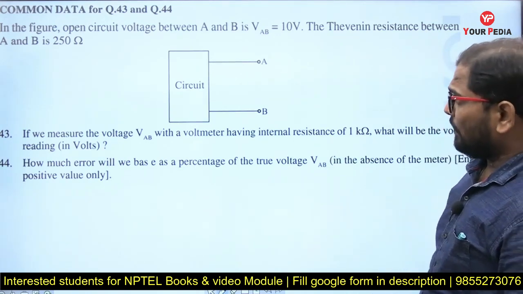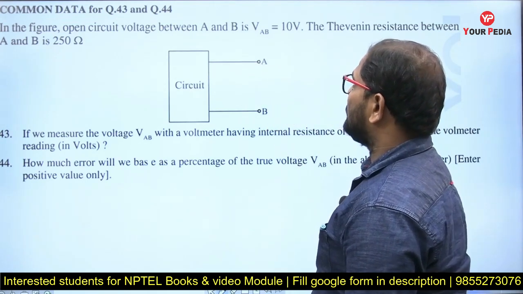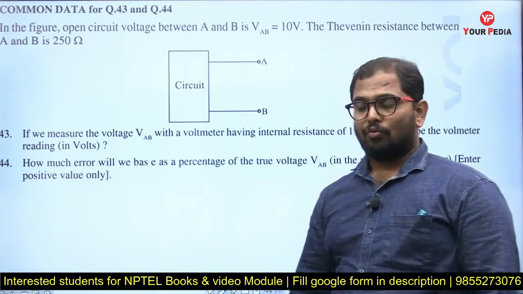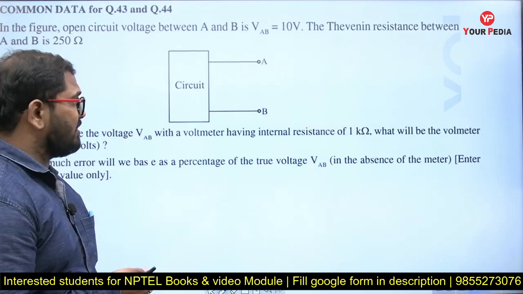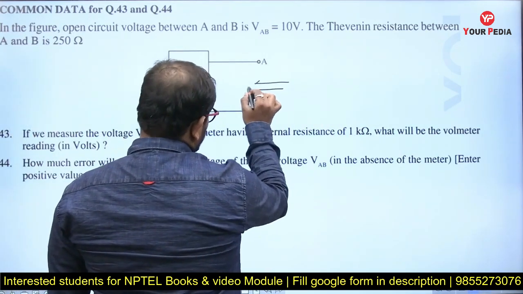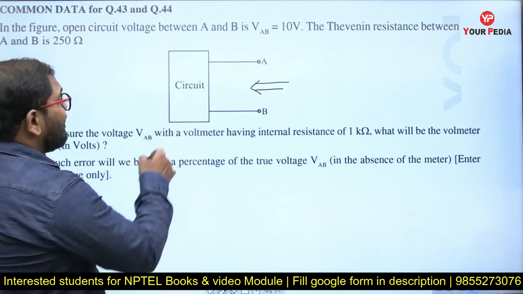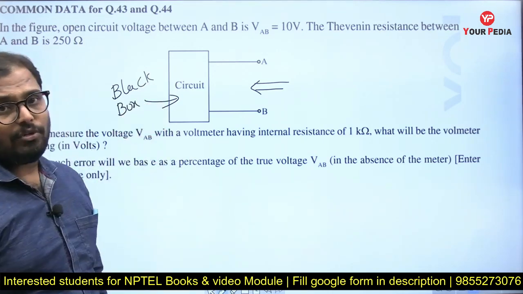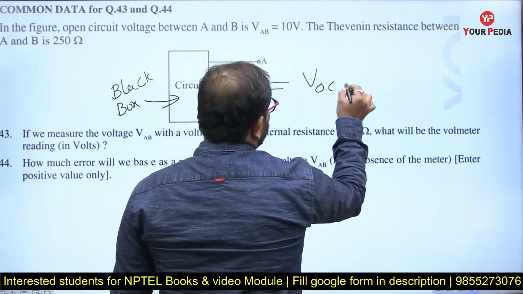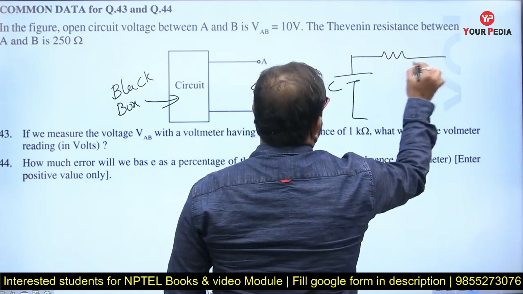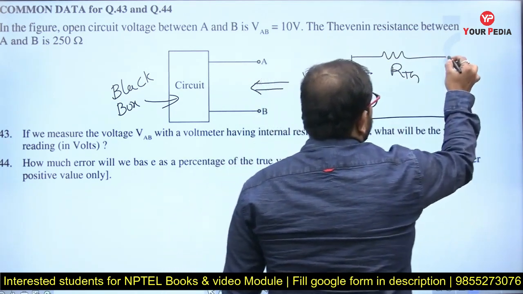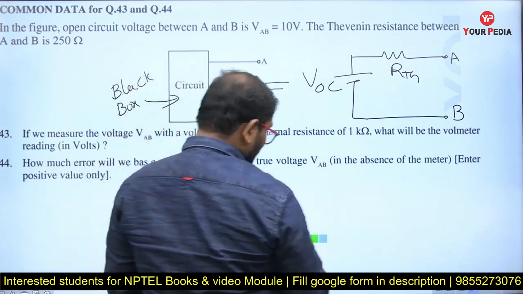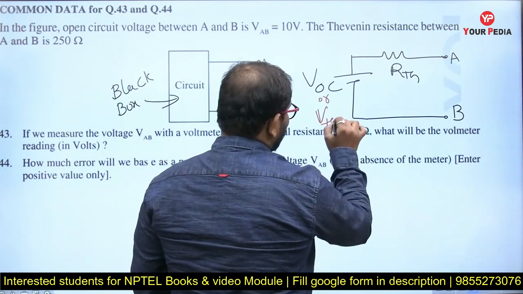The question he has given is: in the figure, the open circuit voltage between terminals A and B is VAB, that is 10 volts, and the Thevenin's resistance between A and B is 250 ohms. What is the meaning of open circuit voltage and Thevenin's resistance? Directly he is mentioning the Thevenin's equivalent circuit of this particular black box. We usually call these kinds of boxes a black box. So the electrical equivalent circuit of this black box he has directly given. This will be replaced with some open circuit voltage in series with a resistance. We call that resistance Thevenin's resistance. This open circuit voltage is also called Thevenin's voltage.